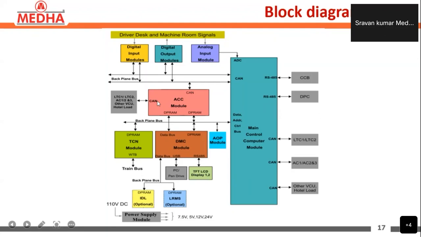So these are the driver desk and machine room signals coming to the digital input module, and this information is given to the control card. The commands from the control card are given back to the digital output module, and then to the driver desk and machine room components. In the same way, analog signals come to the analog input card, and an ADC converter in the main control computer processes them. The process information is handled in the main control card and then given to the analog output card. So this is the block diagram of the VCU.